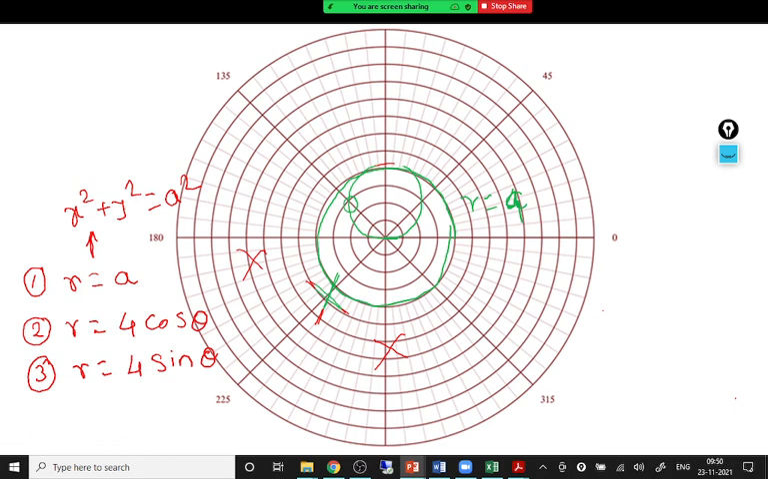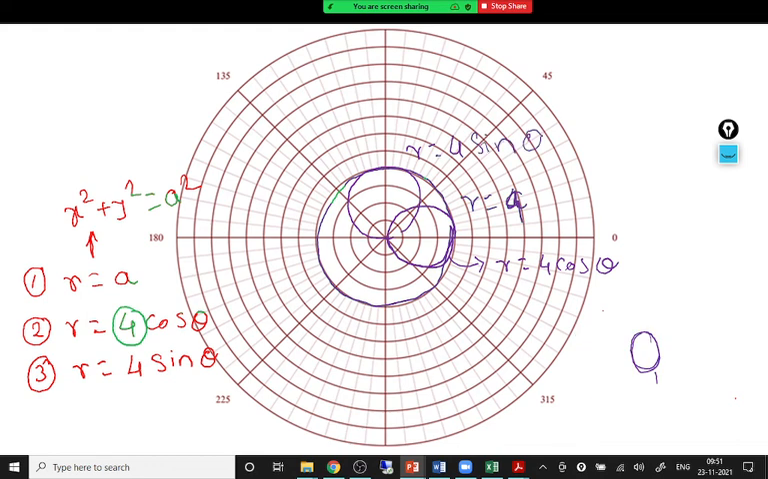Then r equal to 4 cos theta is a circle whose diameter is 4 on the x-axis. So that circle will be on the x-axis with diameter 4. So this is your r equal to 4 cos theta. And obviously r equal to 4 sin theta, we already saw, is on this side. This is r equal to 4 sin theta.